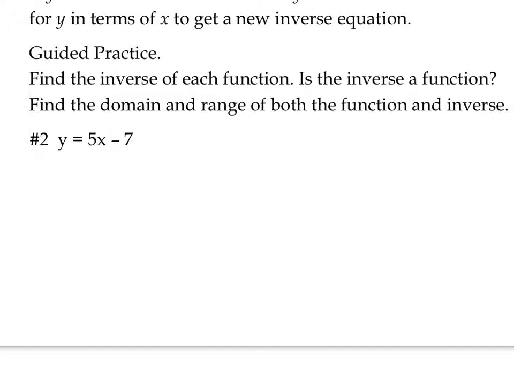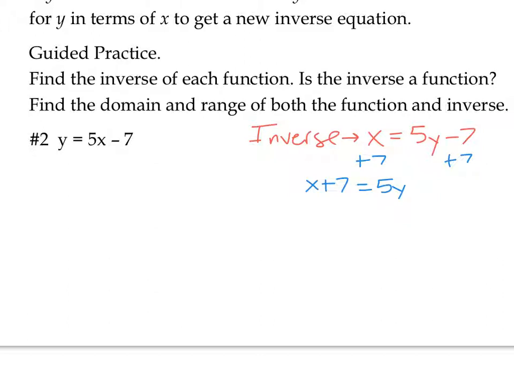Okay. To get the inverse, we're going to switch x and y. So we're going to have x equals 5y minus 7. Okay. Now we want to solve that for y. We add 7 to both sides. We're going to have x plus 7 equals 5y. And we're going to divide by 5 because we're trying to get the y by itself. And we can just leave this other side as a fraction. x plus 7 over 5 equals y.